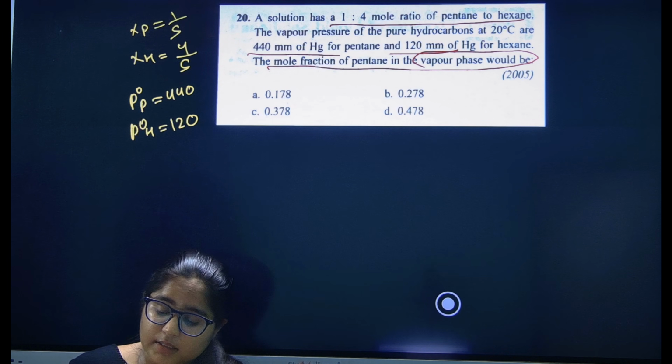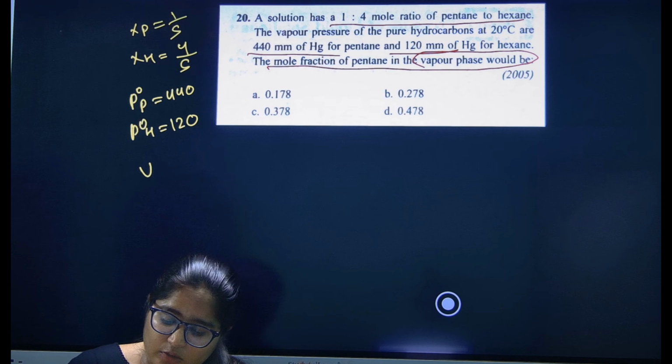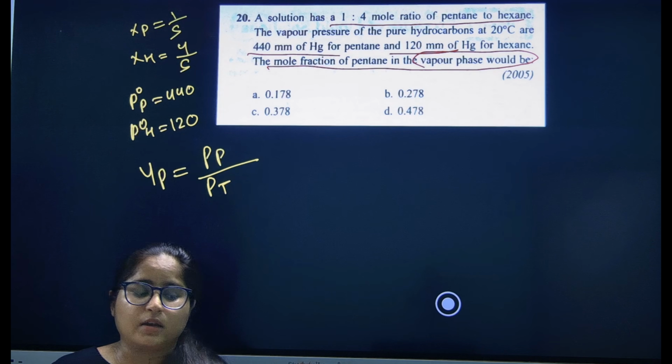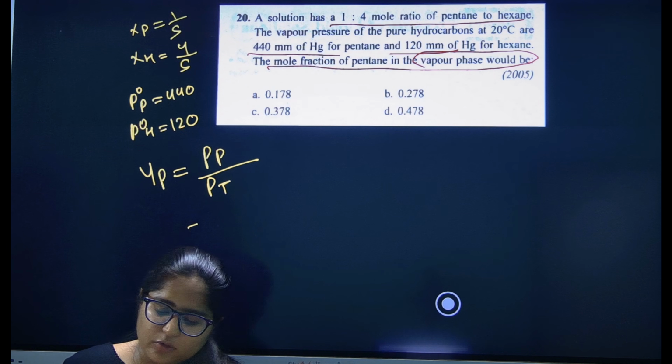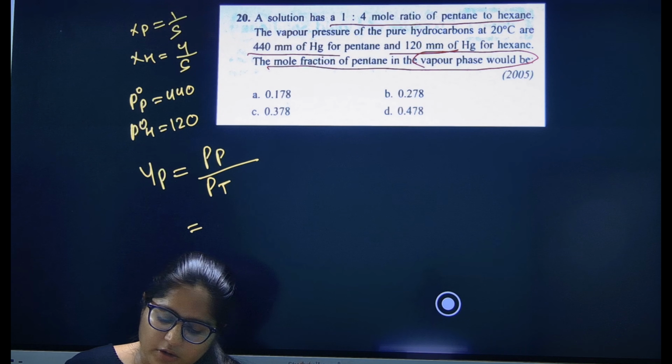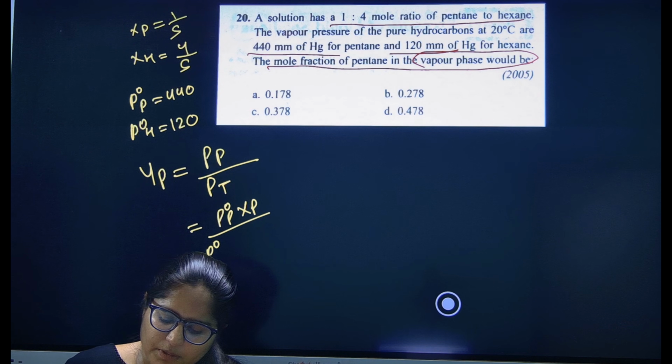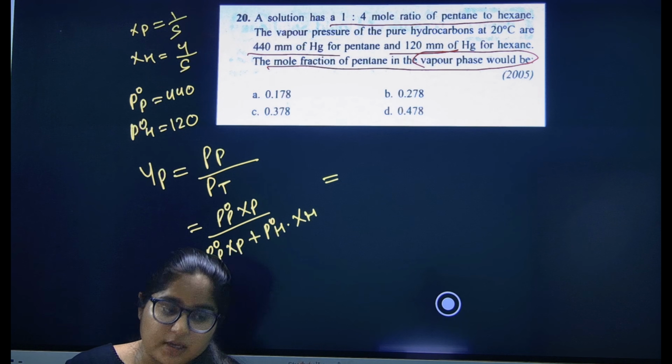Vapor phase they are asking. What was the formula? The mole fraction of pentane in vapor phase will be equal to the pressure of pentane divided by total pressure. How will we calculate? P equal to P naught A XA. Pentane I am writing PP. Total pressure is P naught P XP, that is P naught A XA plus P naught B XB. Next one is hexane, so P naught hexane into the mole fraction of hexane. Let us write down now.